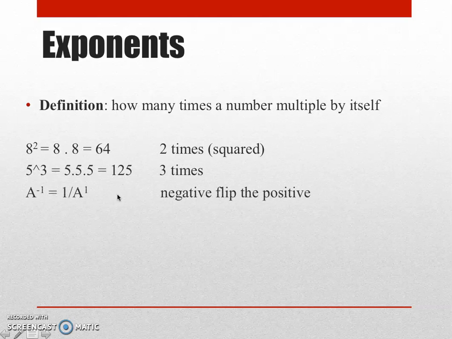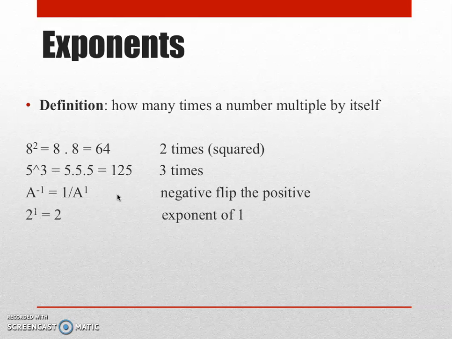We also have negative exponents. And there's a rule with that. It says negative flip the positive. So anytime we have a negative exponent, we flip the number and it becomes positive. 8 to the power of negative 1 will be the same as 1 over 8 to the power of positive 1. There are also two special cases.